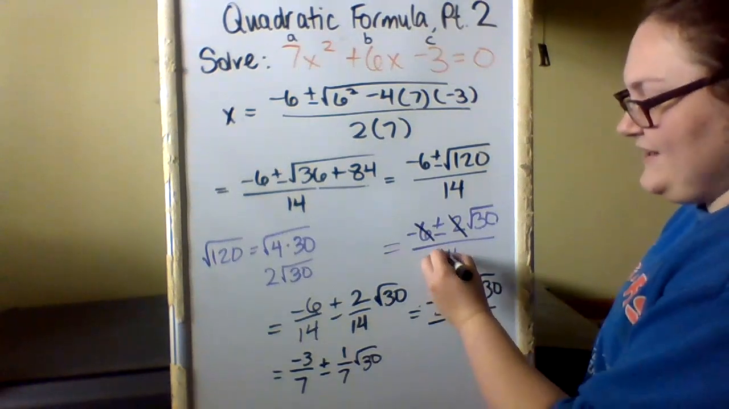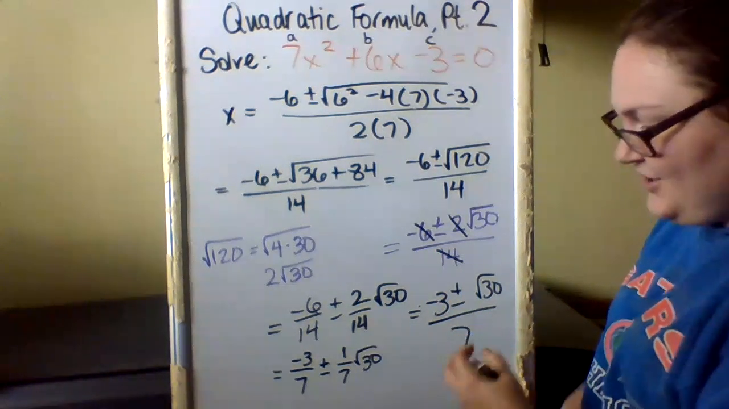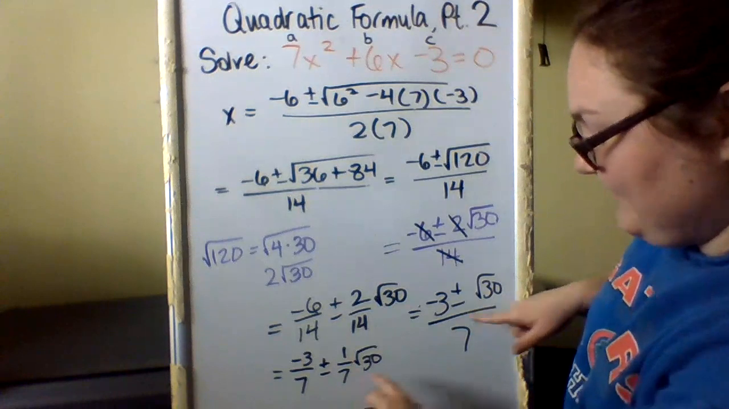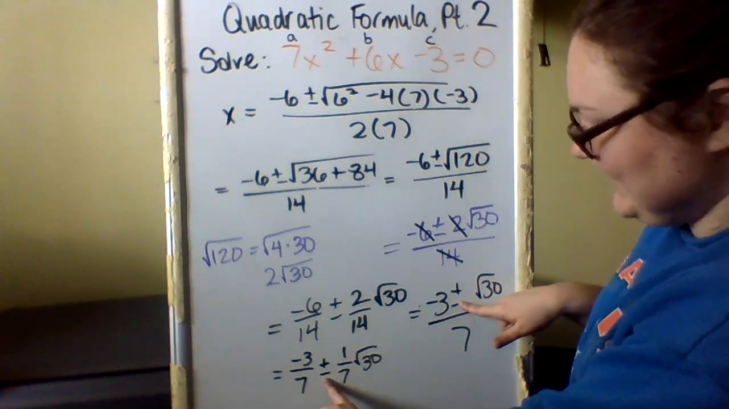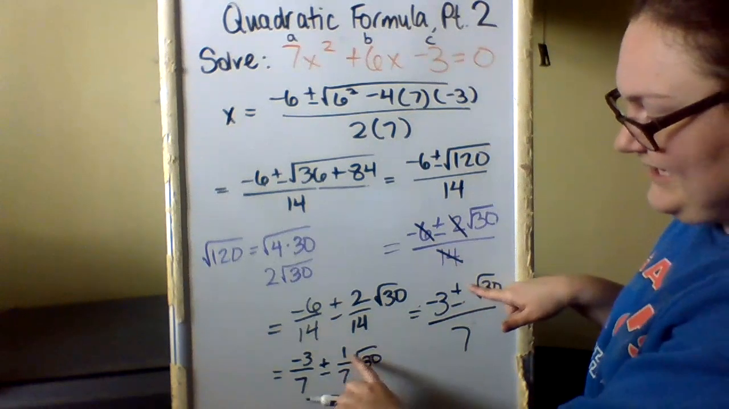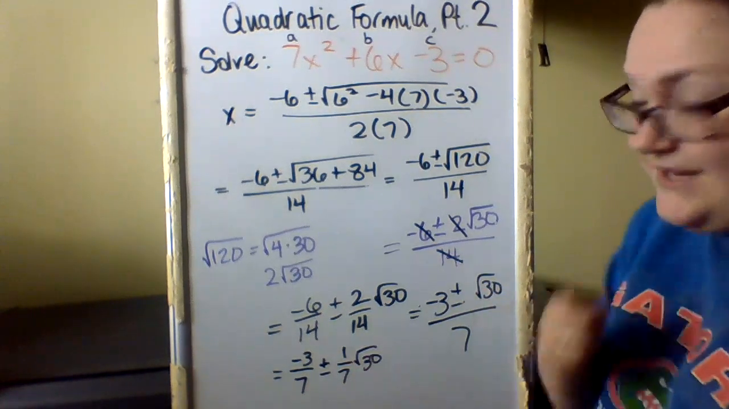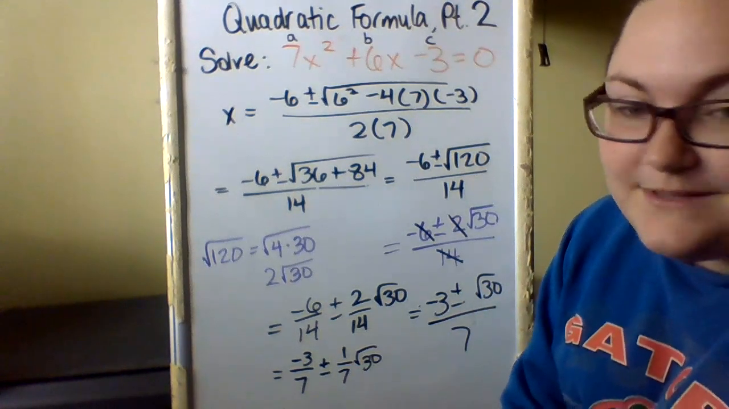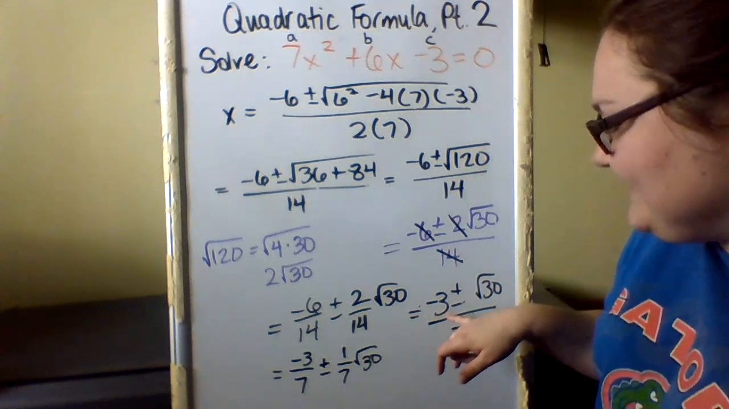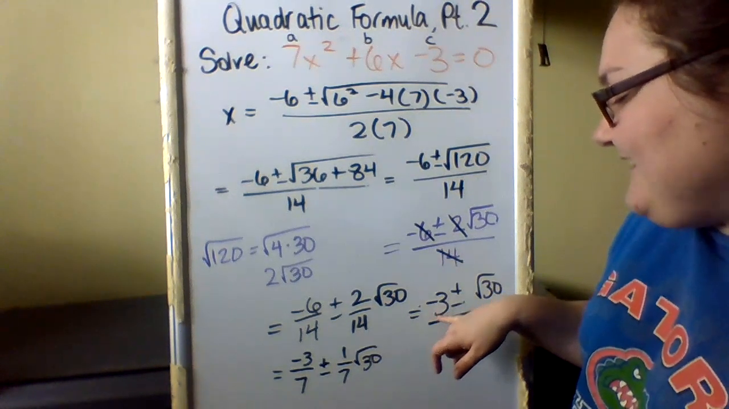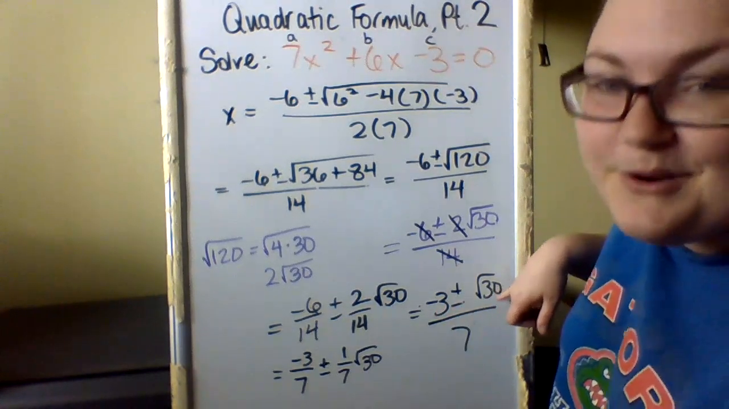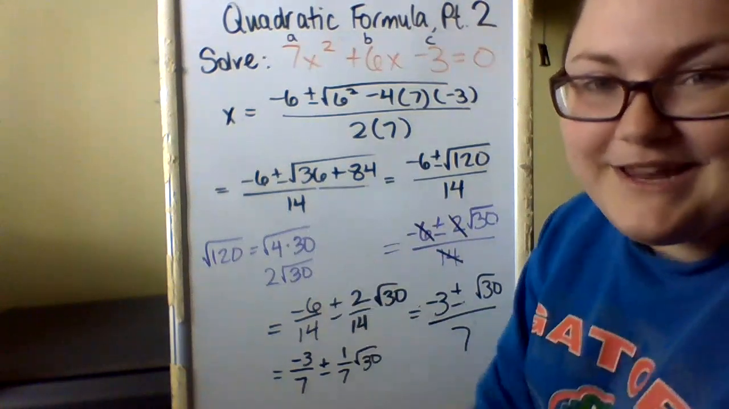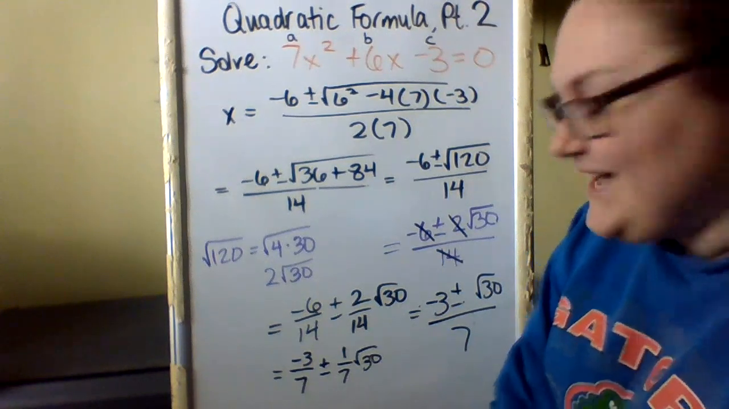All over, if I divide 14 by 2, I get 7. Notice all the numbers are the same. You've got your negative 3 over 7. You've got your plus or minus sign. And then there's that invisible 1 here. So 1 over 7 square root of 30. Lots of different ways you can see it. Sometimes people do separate it. So they say like negative 3 plus square root of 30 over 7. And then negative 3 minus square root of 30 over 7. Like we did when we break it into 2 fractions.